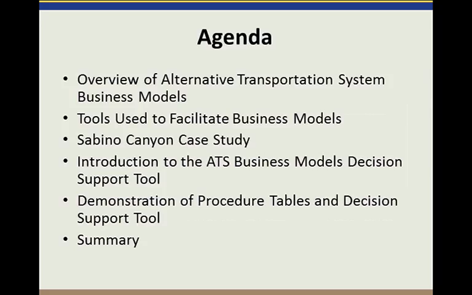I just wanted to do a quick overview of today's agenda so you will know the items that we plan to cover today. We're going to start off by giving you an overview of alternative transportation systems, or ATS, business models. We'd like to describe to you some of the tools, and by tools I mean contracts and agreement types that are used to facilitate business models. We'll conduct a case study presentation of Sabino Canyon's ATS. We will give you an introduction to the ATS Business Models Decision Support Tool that we've created, and then a demonstration of how to use the Decision Support Tool.